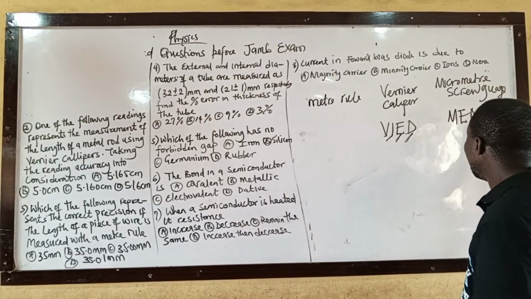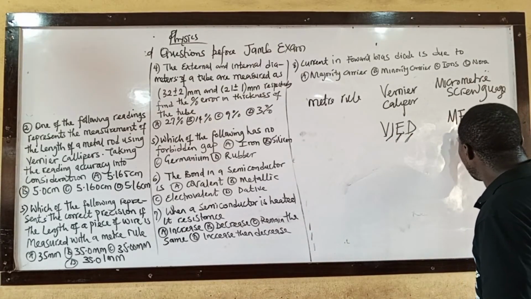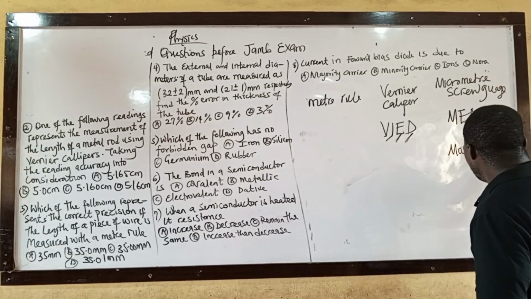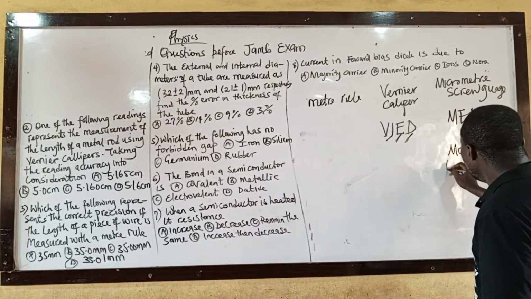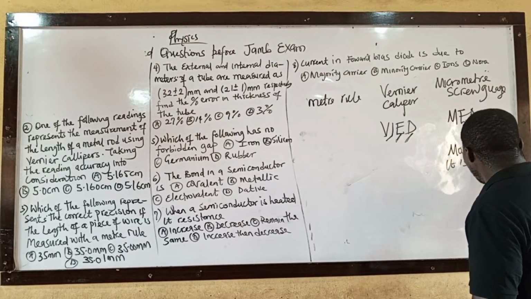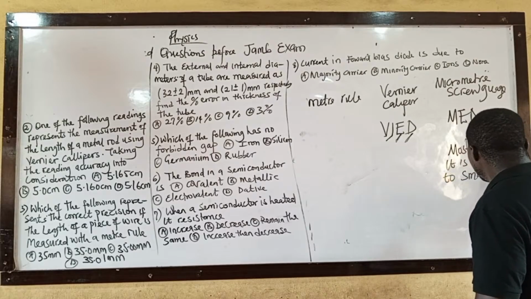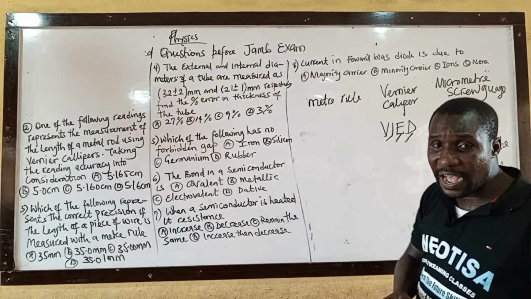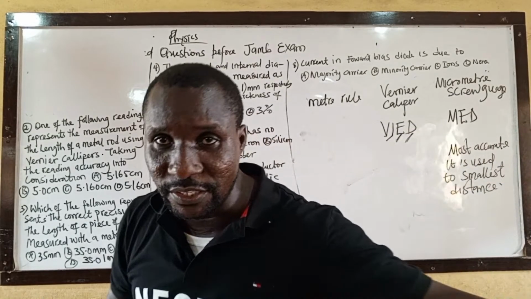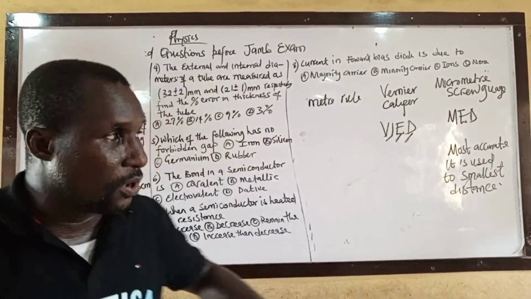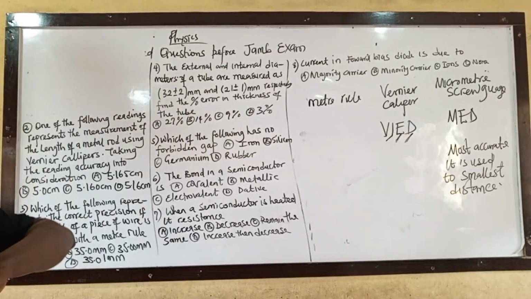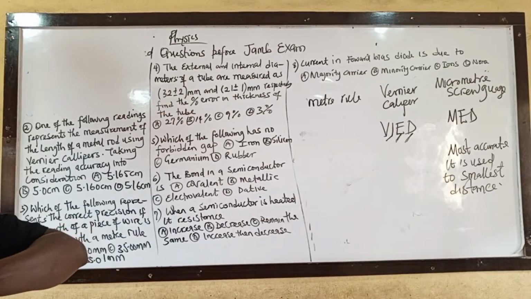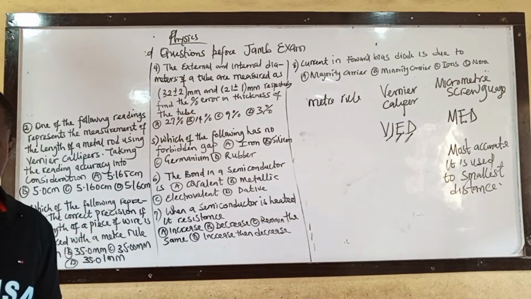Take note, the most accurate among them is the micrometer screw gauge, because it is used to measure the smallest distance. Please write it down before I give you the word accuracy.